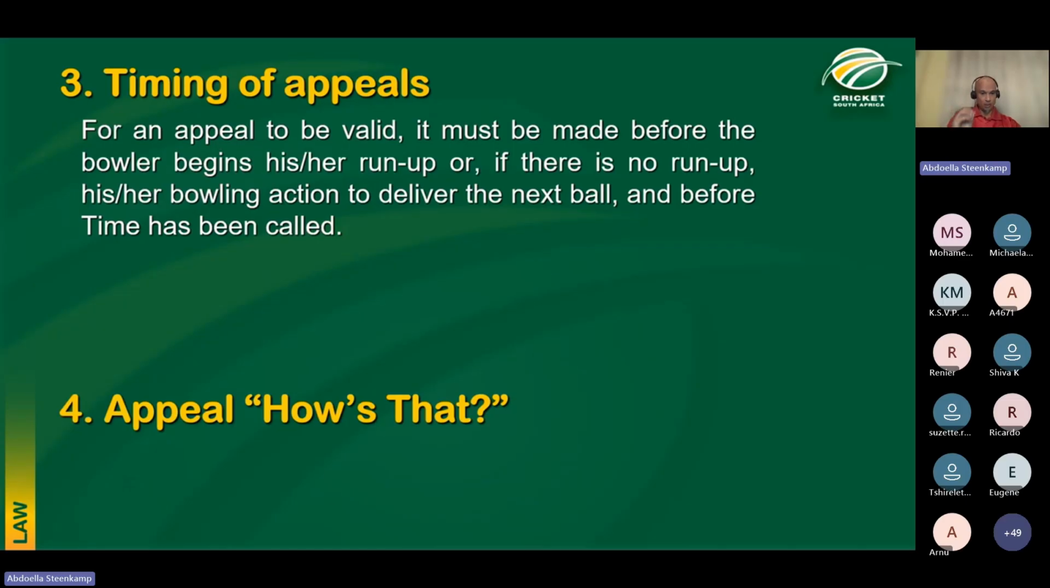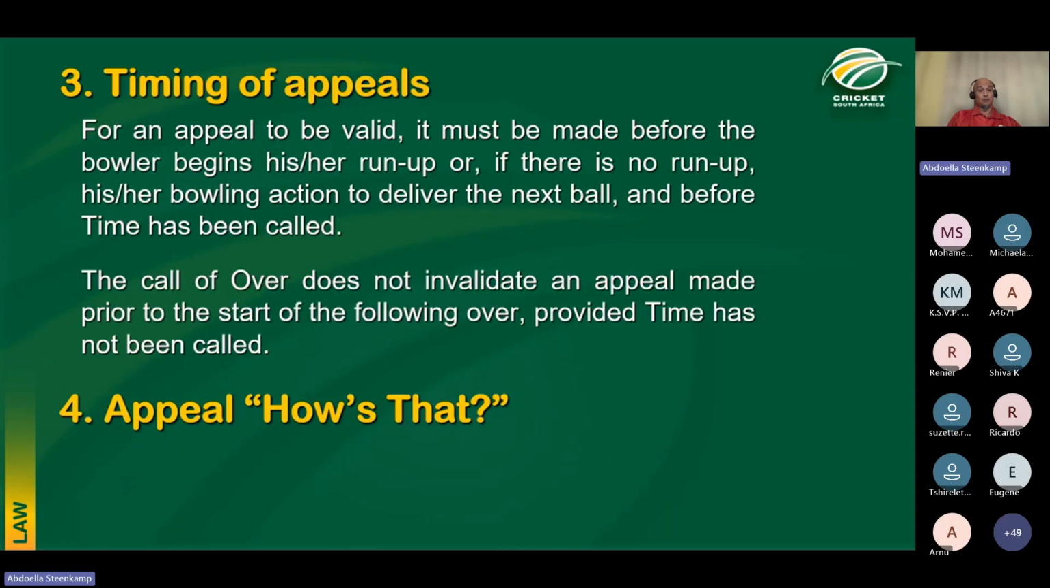So there's a window period for the timing of your appeals, and that window period closes when the bowler begins his or her run-up for the next delivery. Only then does the window period close. So up until that bowler takes the first step to bowl the next delivery, the window period is still open. The fielding side can still appeal, and you can still consider the appeal. The window period only closes when the bowler takes that first step to bowl the next delivery, and also time should not have been called.